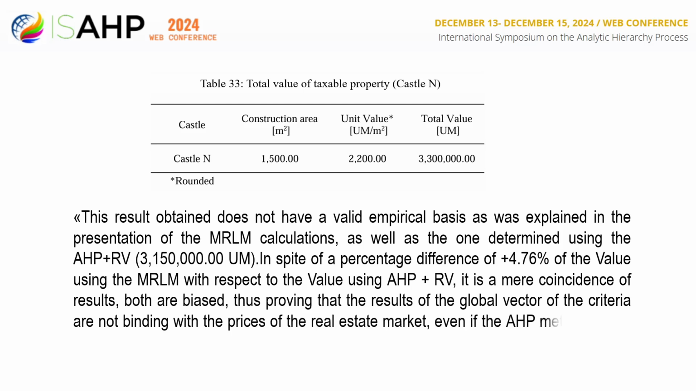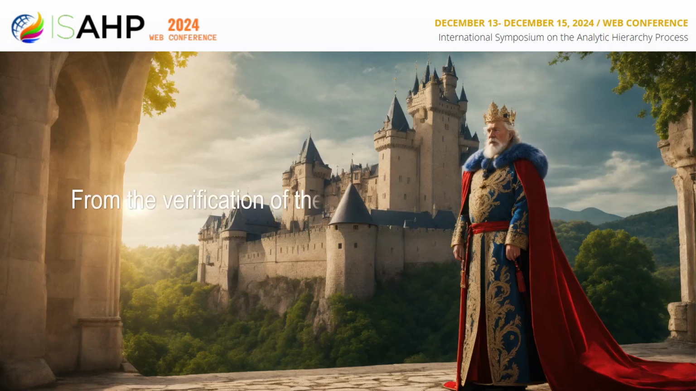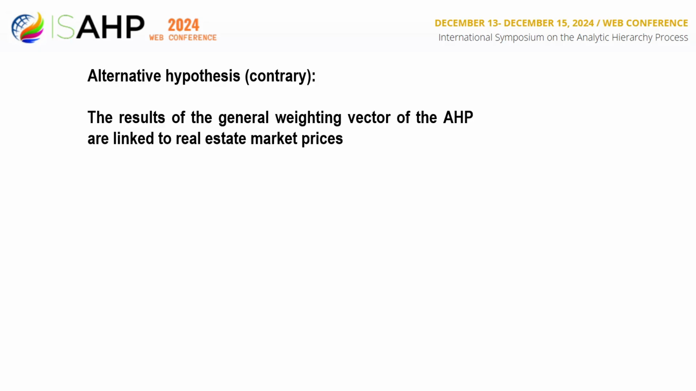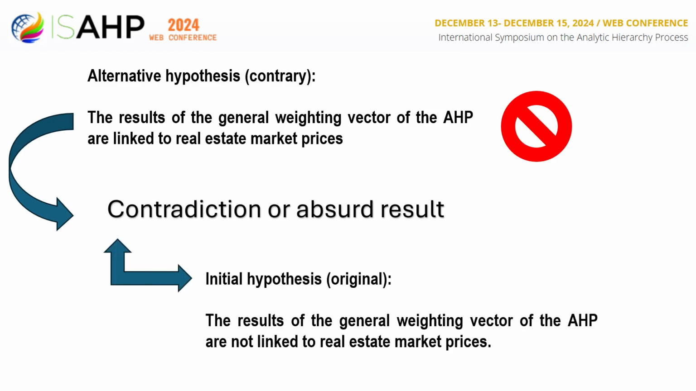Even if the AHP method is well applied, the valuation ratio as a mathematical artifice does not guarantee market real estate values. From the verification of the method of reductio ad absurdum, for the purposes of the conclusion on the reductio ad absurdum method, the alternative, contrary hypothesis is recalled: the results of the general weighting vector of the AHP are linked to real estate market prices. With the examples performed, we reached contradiction or absurd result. Therefore, the original hypothesis, the results of the general weighting vector of the AHP are not linked to real estate market prices, is proved to be true.